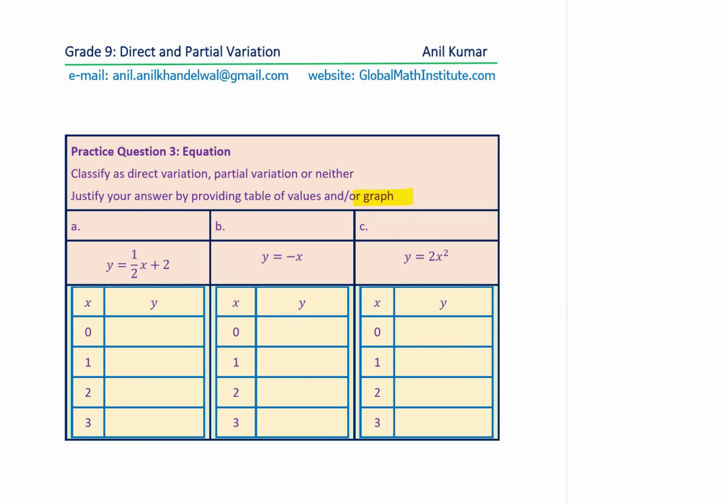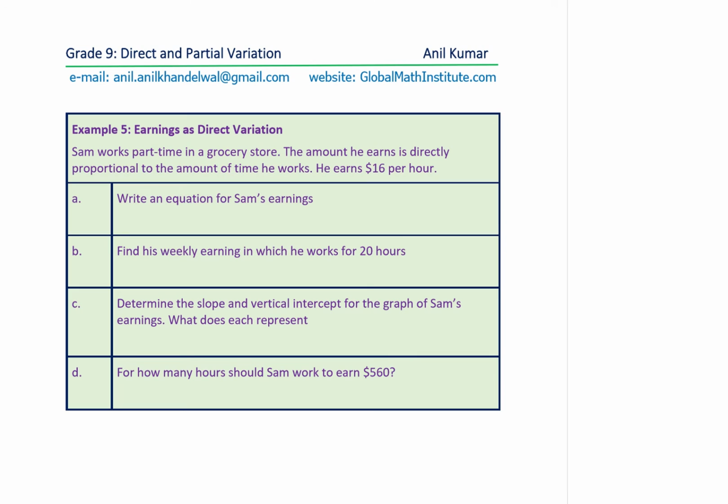Clearly from the data, this is partial, that one is direct, and this is neither. However, you have to calculate the values, fill this table up, right, and then sketch the graph. Clearly, this graph will be a straight line moving upwards. This will be diagonally downwards, and that represents a parabola, which you will get after doing all the work. Now let's look into the word problems. Now we are into applications.